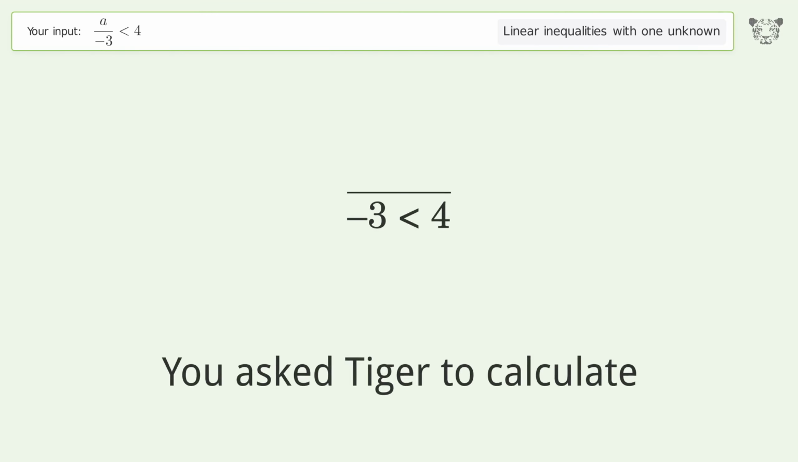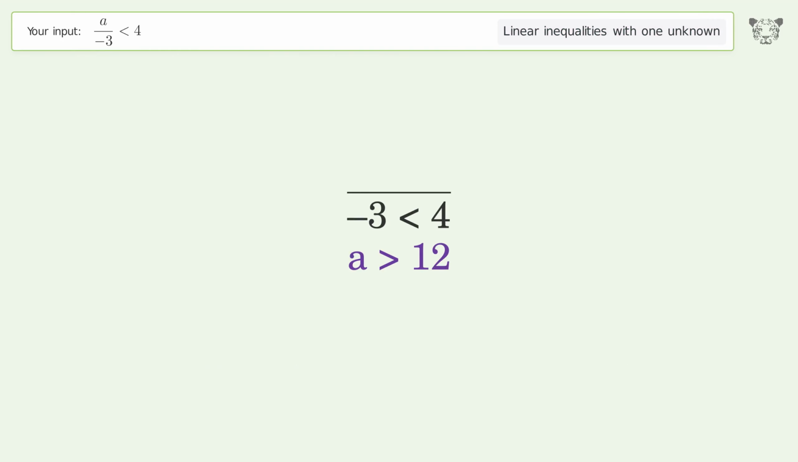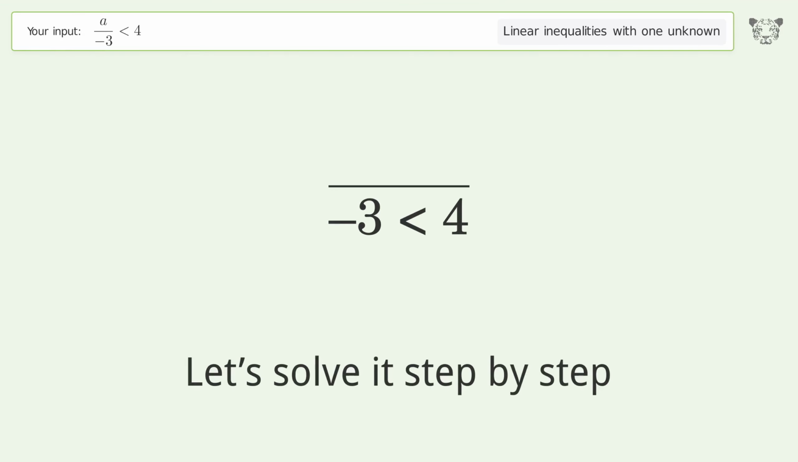You ask Tiger to calculate. This deals with linear inequalities with one unknown. The final result is a greater than -12. Let's solve it step by step.